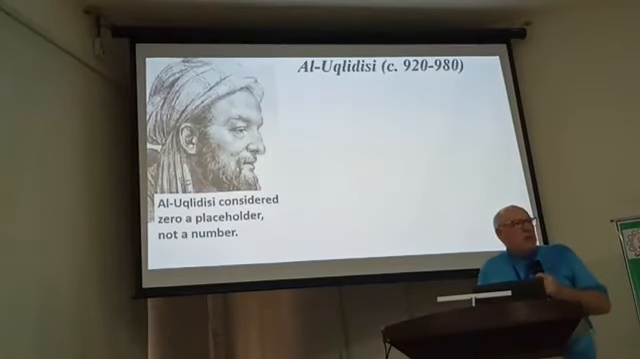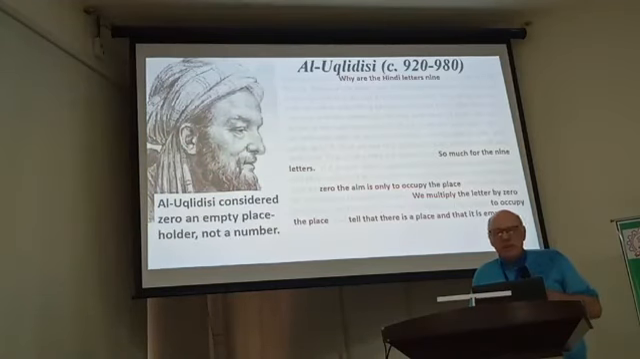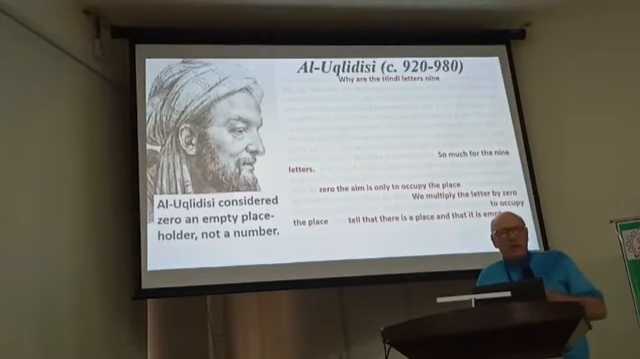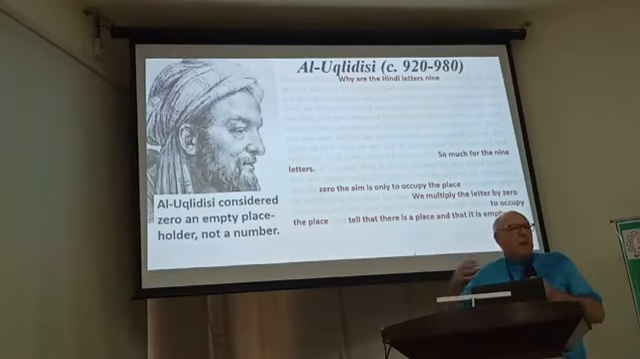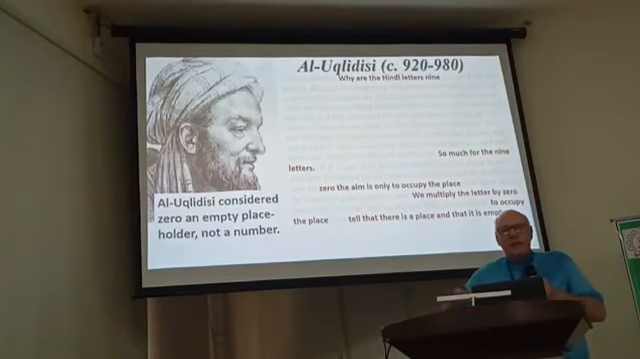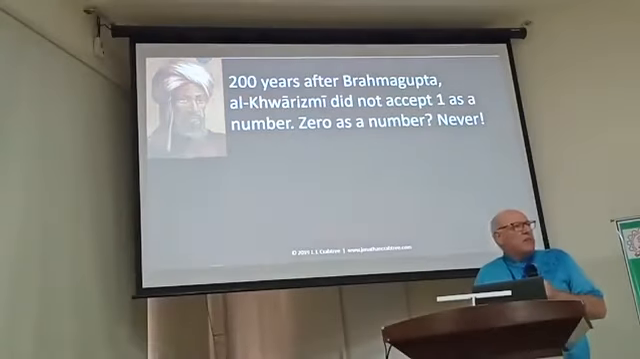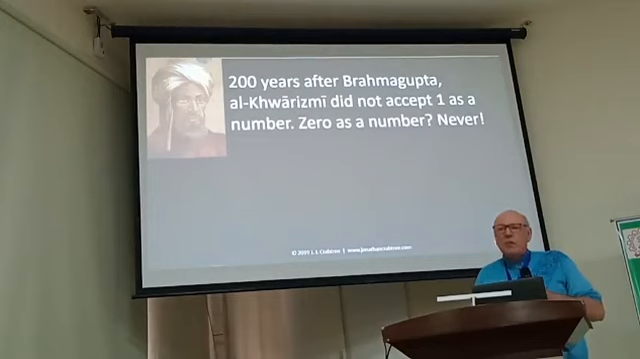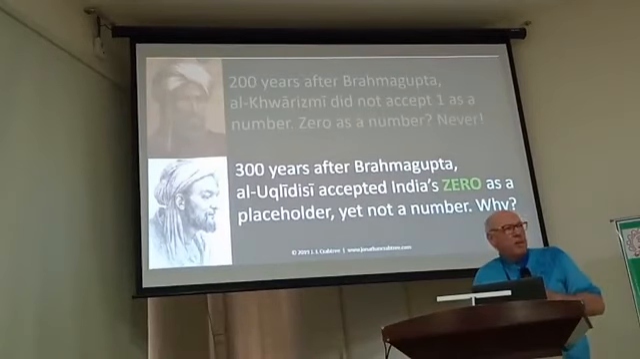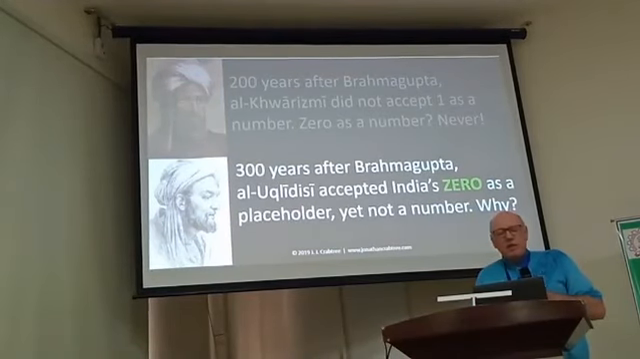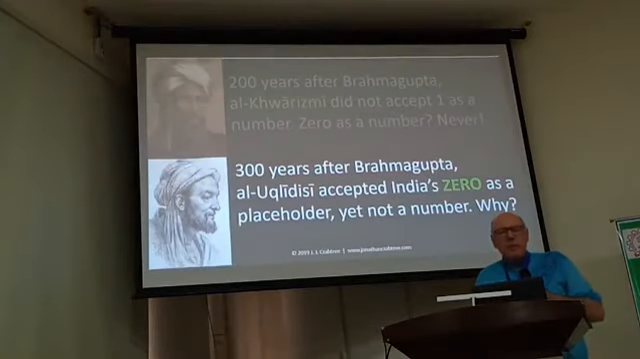The next most important Arabic mathematician was Al-Uqlidisi. Now, he considered 0 a placeholder, but not a number. "Why are the Hindi letters 9? So much for the 9 letters. 0, the aim is only to occupy the place. We multiply the letter by 0 to occupy the place, to tell us that there's a place, and that it's empty." Now, I've only just read out the red bits. You can read in detail the shaded out areas. So 200 years after Brahmagupta, Al-Khwarizmi did not accept 1 as a number, 0 as a number, never. 300 years after Brahmagupta, Al-Uqlidisi accepted India's 0 as a placeholder, yet not as a number. Why?